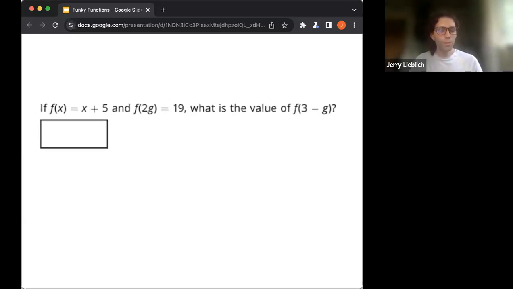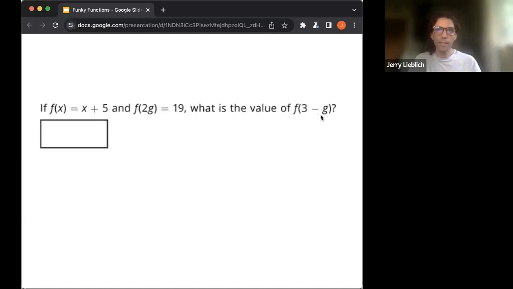Okay, so quite similar to the last one in terms of its structure, but it's just a little bit more complicated given where they want us to go with it. So they give us this function, put in x, it spits out x plus 5. And then they tell us when we put in 2g, we get 19. Great. And then we're asked about what happens when we put in 3 minus g.